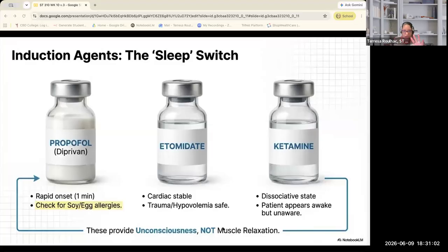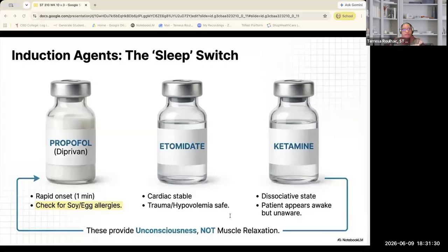But here's the takeaway that I want you guys to get from this particular slide. These medications help patients go to sleep, but they do not provide muscle relaxation. That is an important distinction because sometimes students assume that unconscious automatically means relaxed, but it doesn't. In anesthesia, those two are actually separate goals.